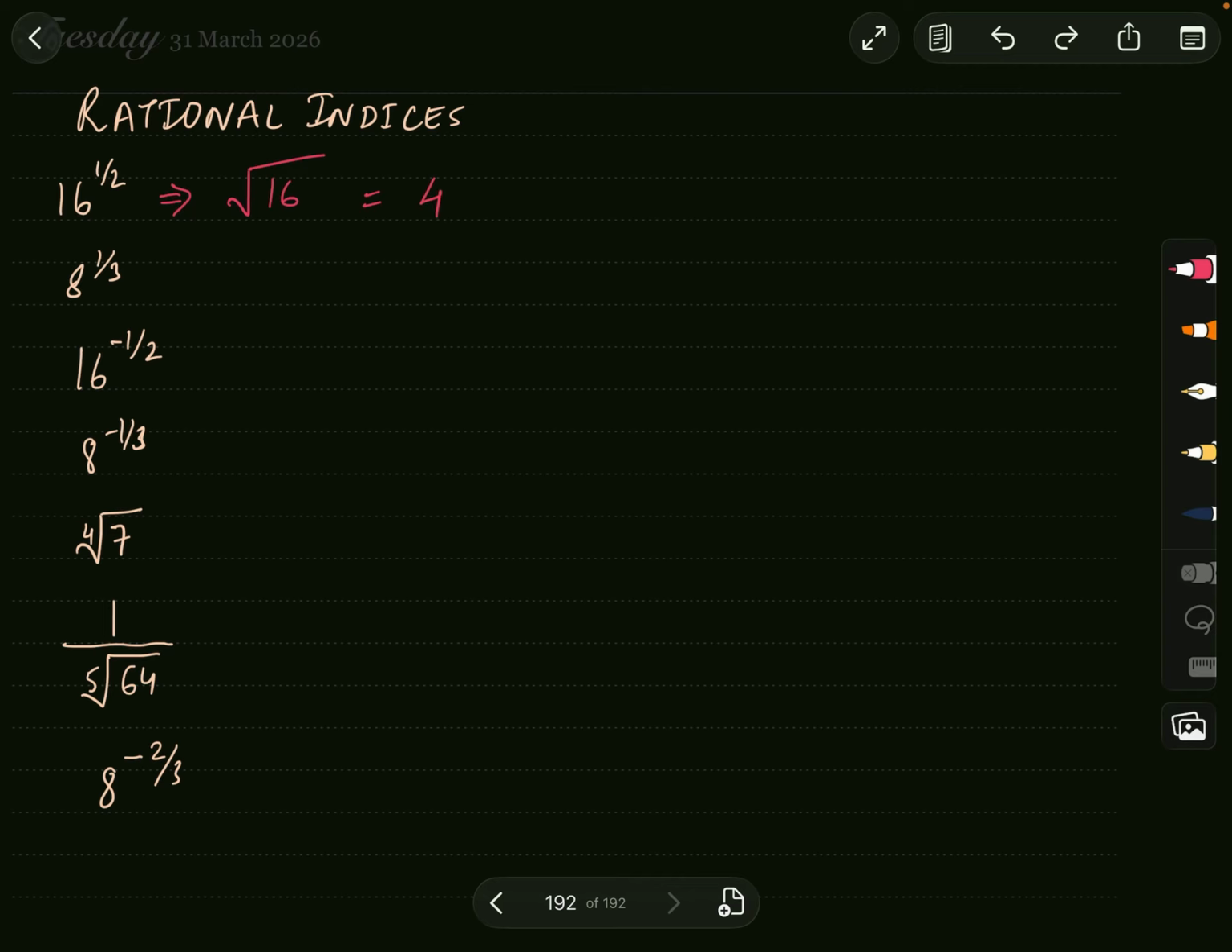Either you understand it that way, or we'll solve it another way. 16 can be written as 4 square. And if we raise to the power of half, then with the help of the indices rule, we can write this as 4 to the power of 2 times 1 upon 2, because the power inside of the bracket is multiplied to power outside of the bracket. Cancel this out, you will have 4 to the power of 1, which is 4. Any which way you understand, it is up to you.